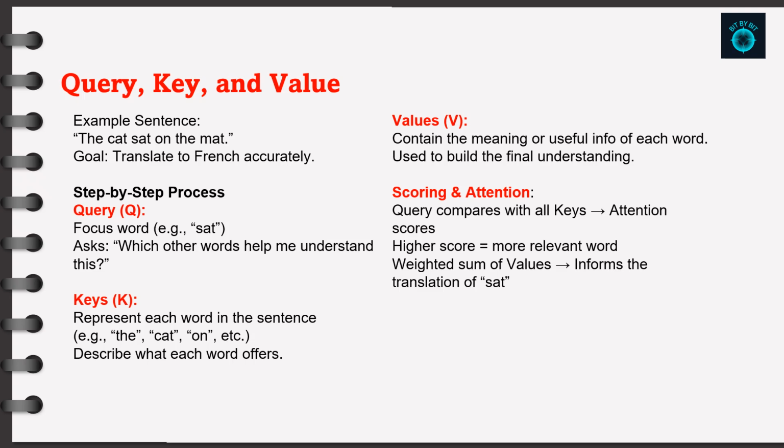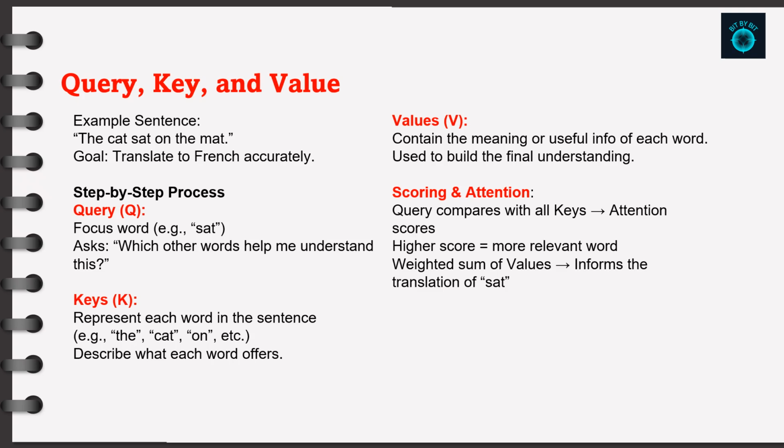Here's how it works. The model turns the word sat into a query. It's like asking, which other words in the sentence help me understand what sat means here? All the words in the input sentence, like the, cat, on, and so on, are turned into keys and values. Each word has a key that describes what it offers, and a value that holds its actual meaning. The query is compared with each key. If the key and the query are similar, it means that word is useful. The attention score will be high.